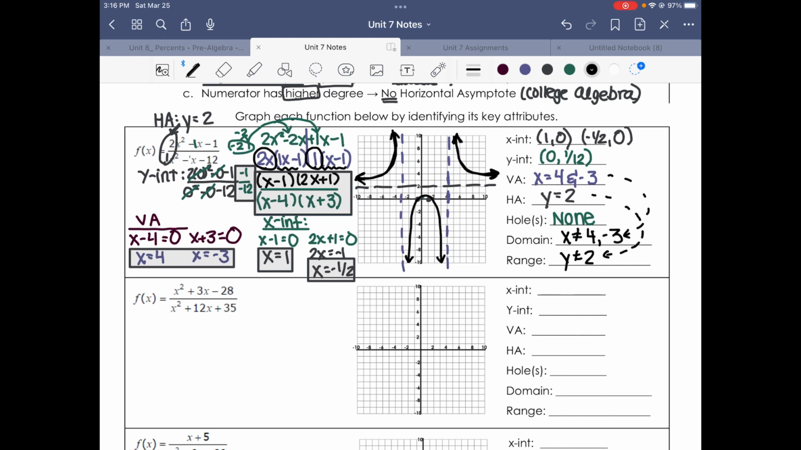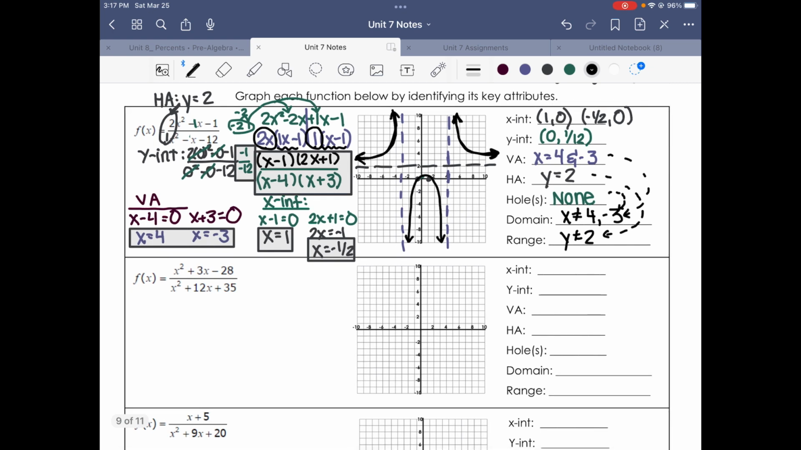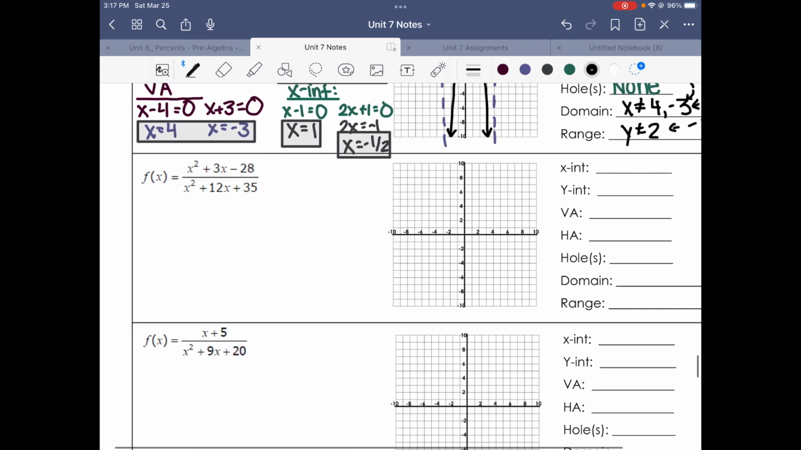The hole would also be a value that x can't be, except we don't have one on this example, so we don't have to worry about that too much. All right, once you have that one written down, go ahead and continue on to the next one. Not all of them have that many pieces to them. The factoring was just a little complicated on that one.